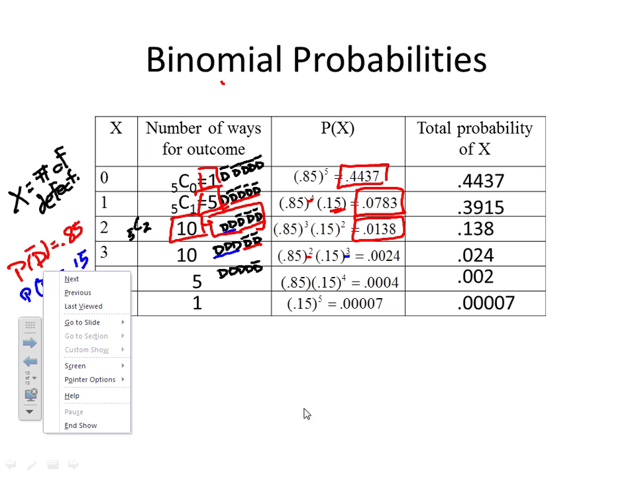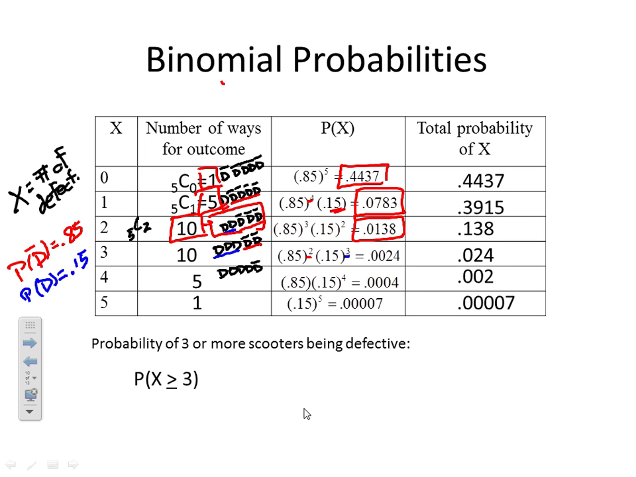So what we're interested in, the probability of 3 or more, so that x is greater than or equal to 3. We've got the table, so just go grab it. Add them up. Probability 0.0267.